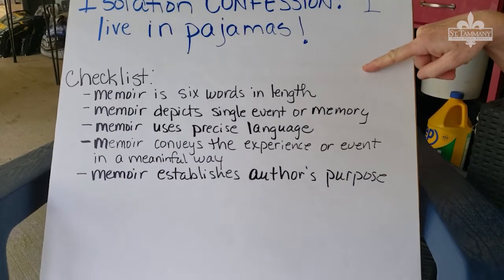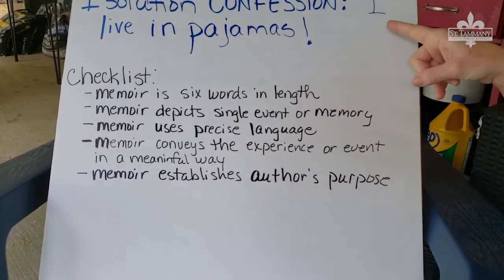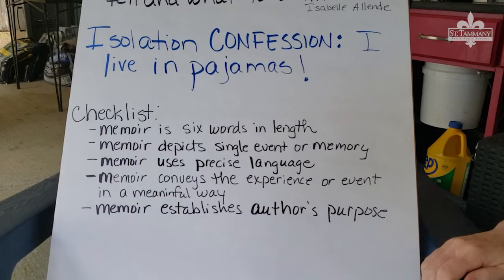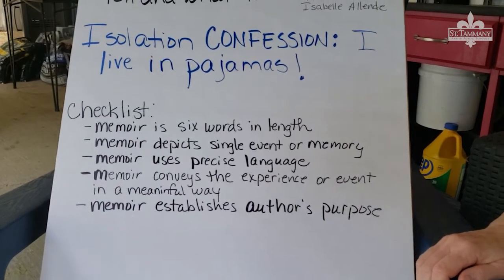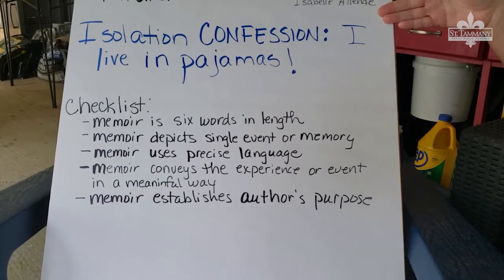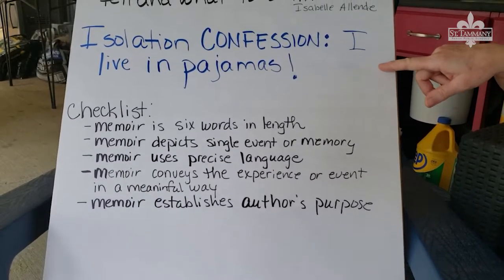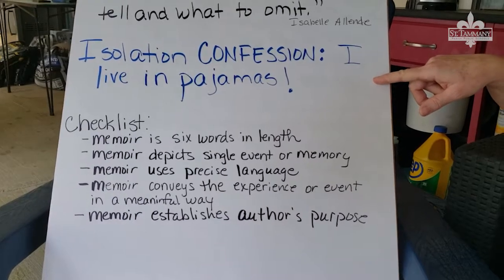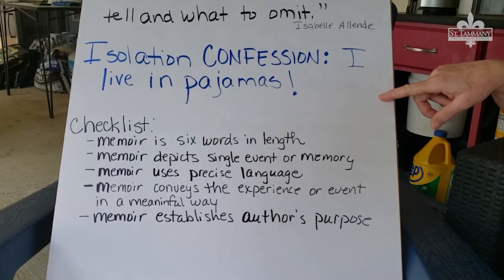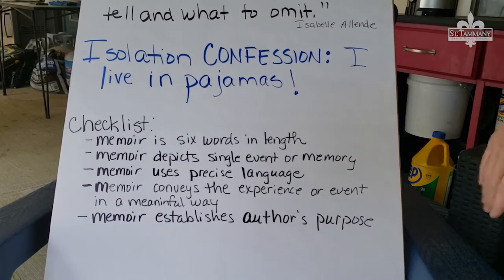The first thing on the list is the memoir is 6 words in length. 1, 2, 3, 4, 5, 6. All right, check. The memoir depicts a single event or memory. Again, I'm writing about the 2020 pandemic. The memoir uses precise language. Well, you have to be precise because remember, you only get 6 words, so choose carefully. It might be a good idea to use an internet thesaurus, or if you have a thesaurus lying around the house, use that to help you.